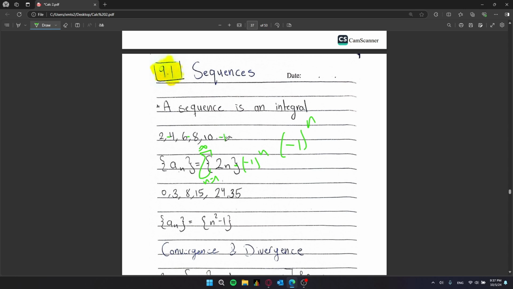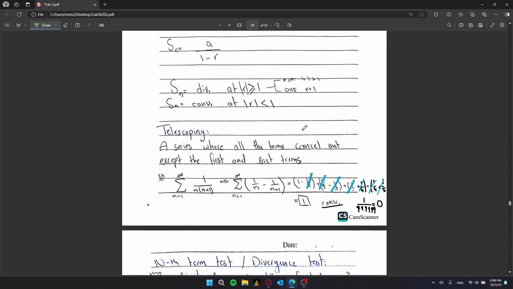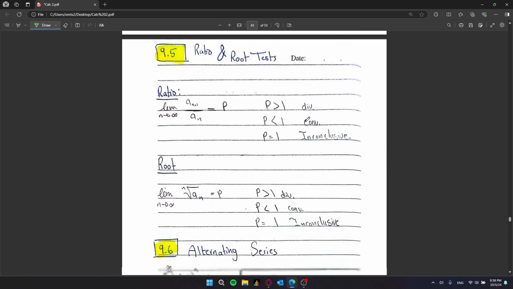minus 2 plus 4 minus 6 plus 8 minus 10 plus 12 minus 14 plus 16 minus 18. It's just going back and forth between positive and negative. But the terms follow a formula, a pattern, which is 2n. It's just that the sign alternates. And that's very simply put what an alternating series is.